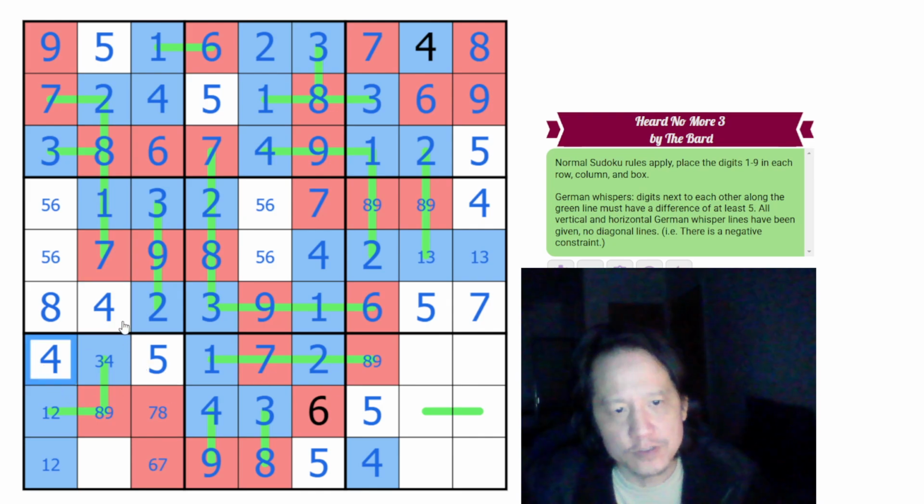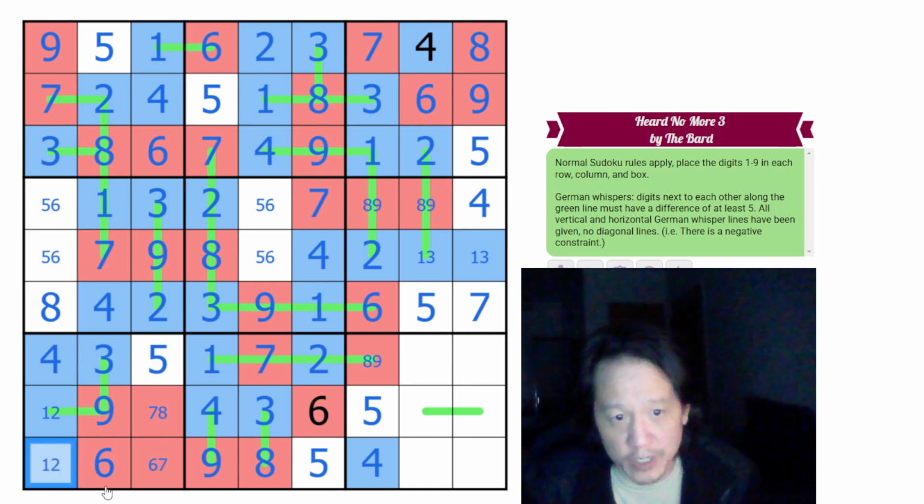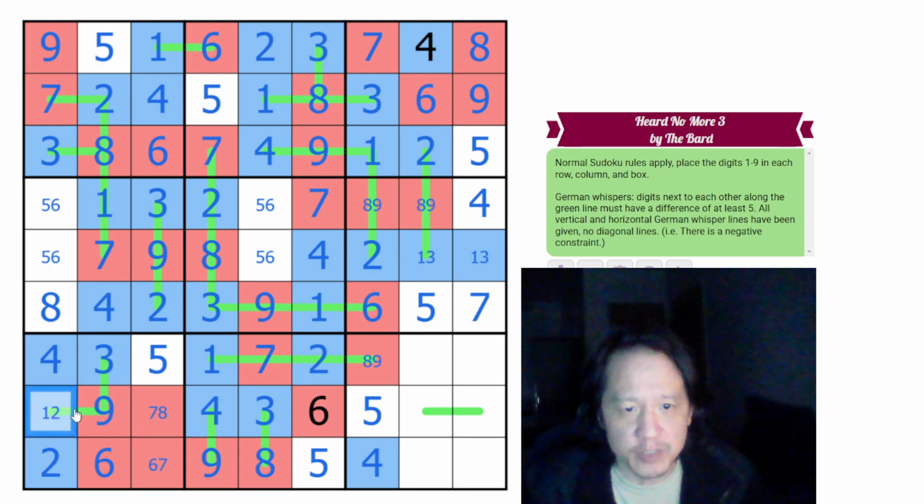So therefore, these two are lows. This can't be 4 anymore. This must be a 3. So these are both low. This has to be a high. This is a 9. This has to be a high, and it has to be 6. Which means this can't be 1, otherwise there would be a German whisper line between them. So this must be a 2, which makes this a 1.